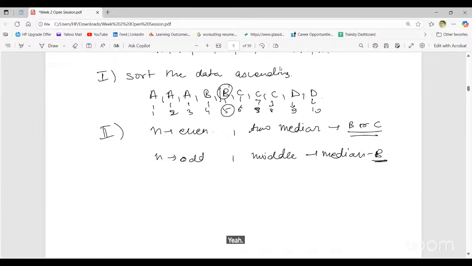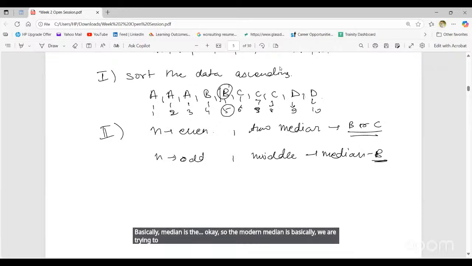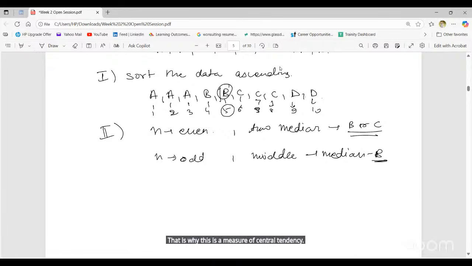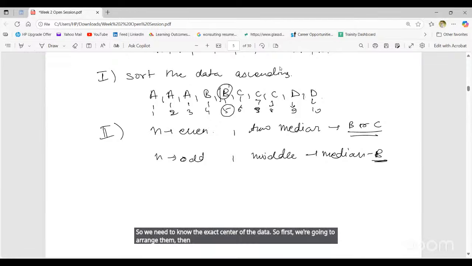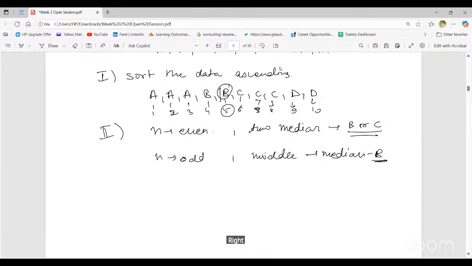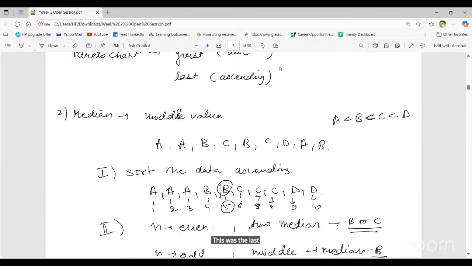So the mode and median are basically how we try to find out the center value. That is why this is a measure of central tendency, right? So we need to know the exact center of the data. First we're going to arrange them, then we're going to find the center of the data. Fine? Okay. This was the last thing, the median and mode.